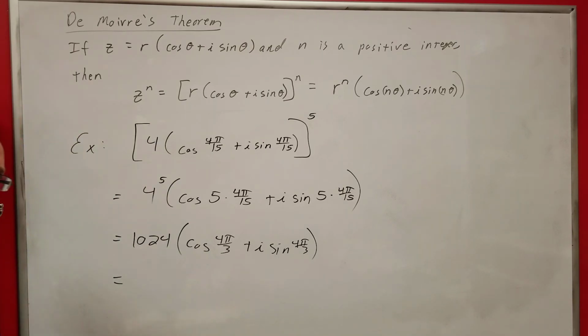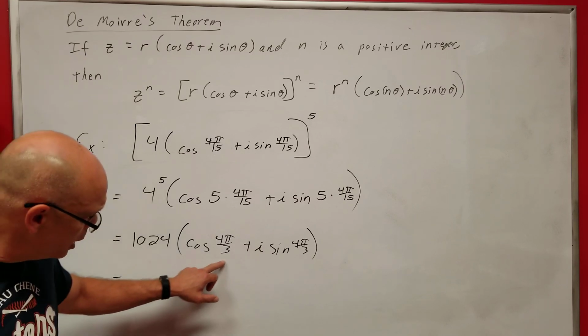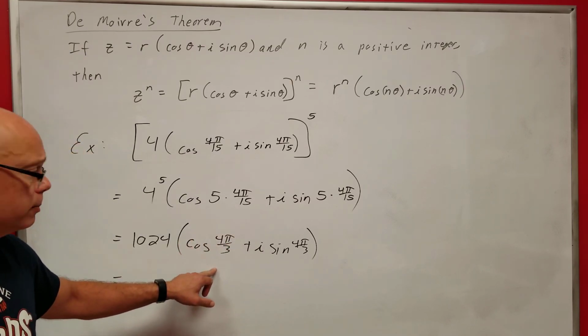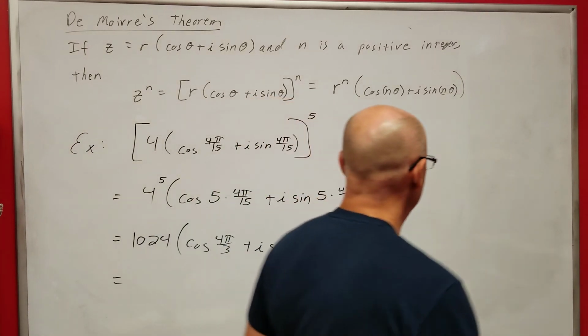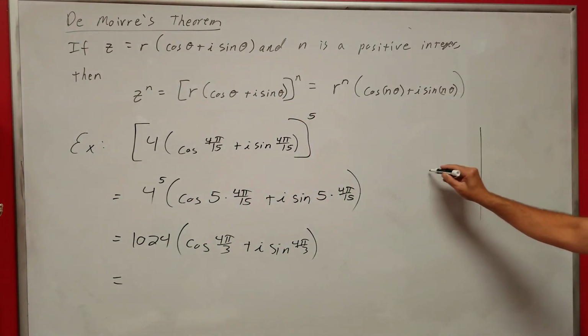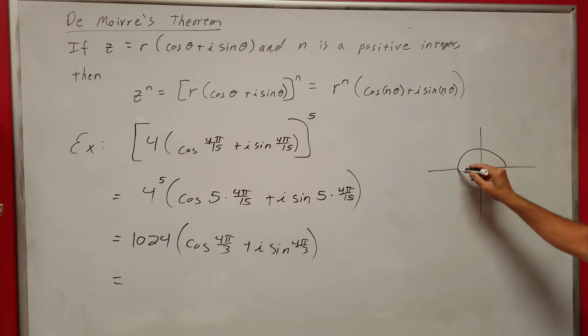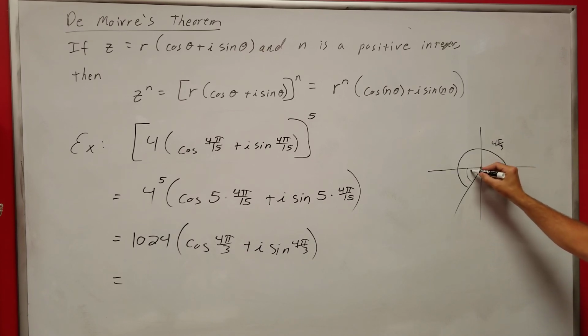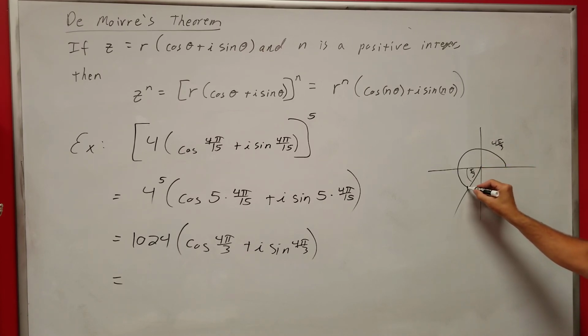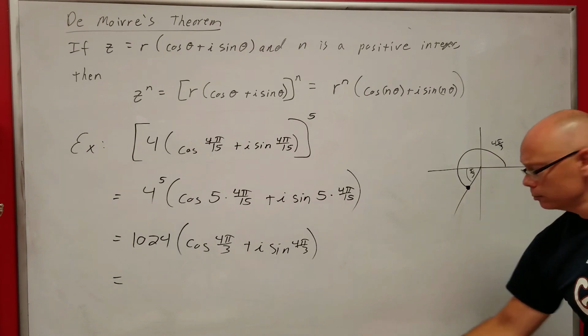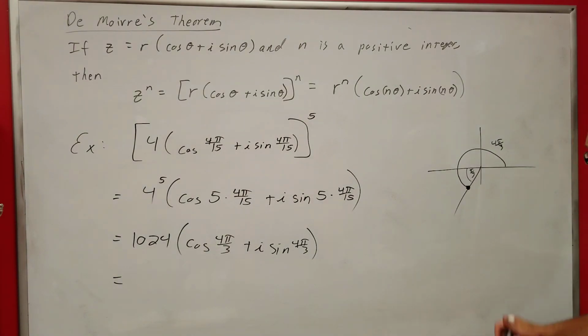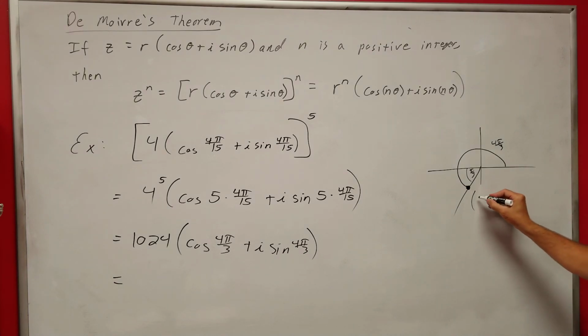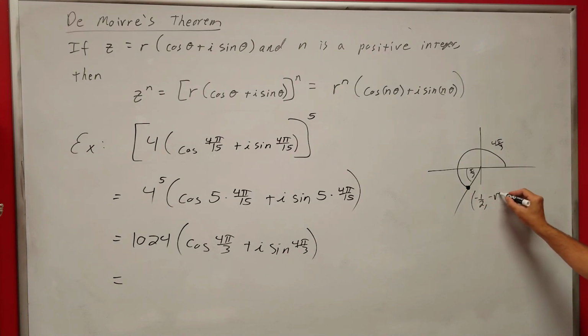But they want us to put the answer in rectangular form. So they want me to find a value of the cosine of 4 pi over 3, and a value of this part as well. So think about where we're at on the unit circle. 4 pi over 3 is the same thing as having a reference angle of pi over 3, right? So what point does that put me at on the unit circle? That puts me at the point negative 1/2 comma negative square root of 3 over 2.